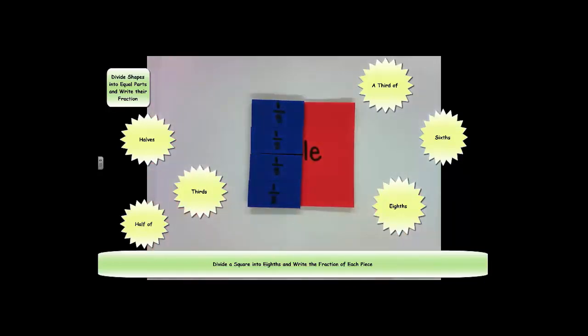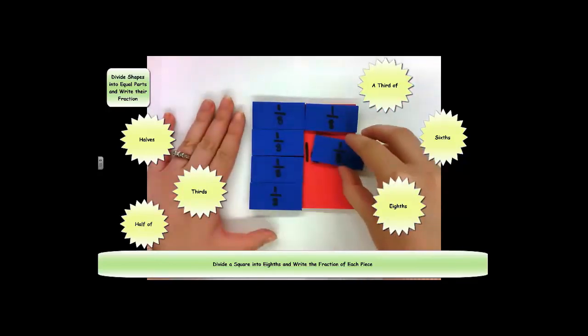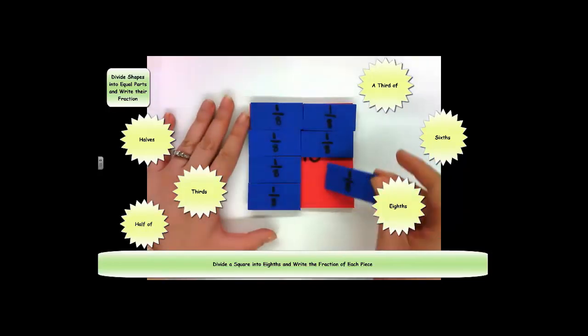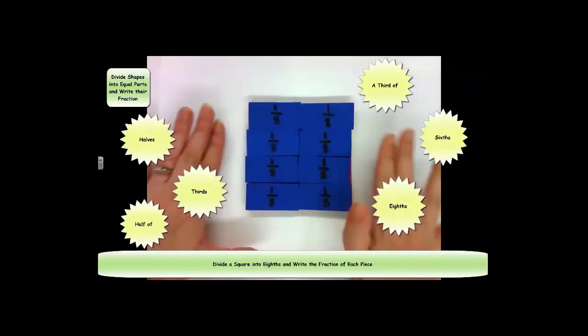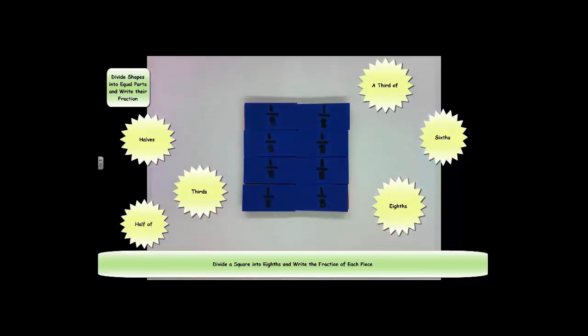They learn to describe each part as a fraction, and since I am dividing this whole into eighths, each 1 piece is described as 1/8. So you can see here that I've taken my whole and I've partitioned it into 8 equal shares. Each share is described as 1/8 of the whole.